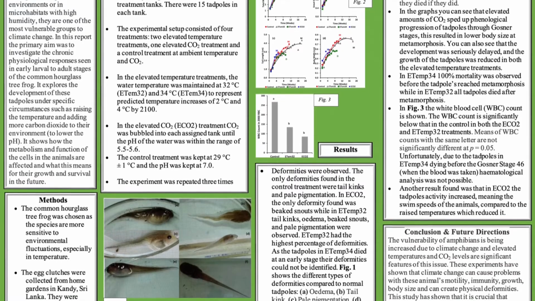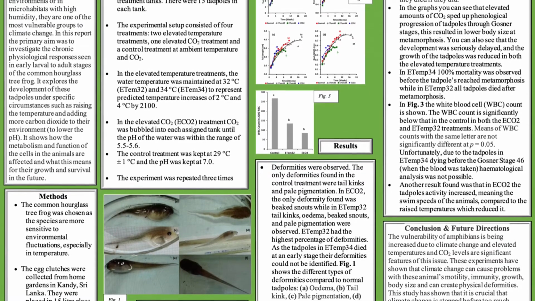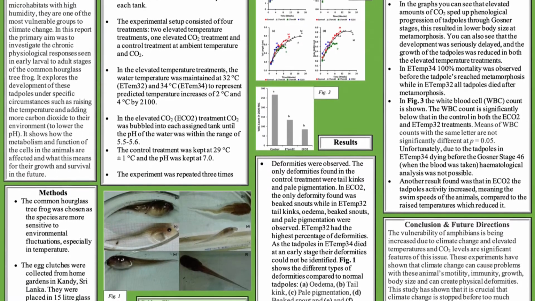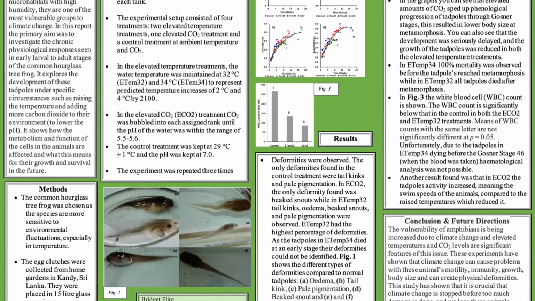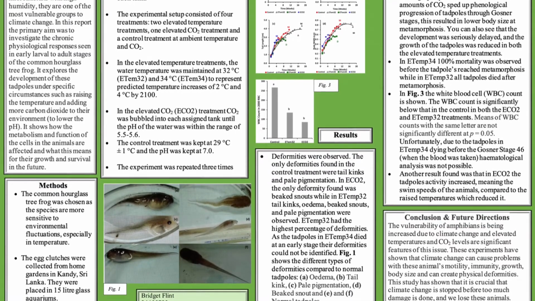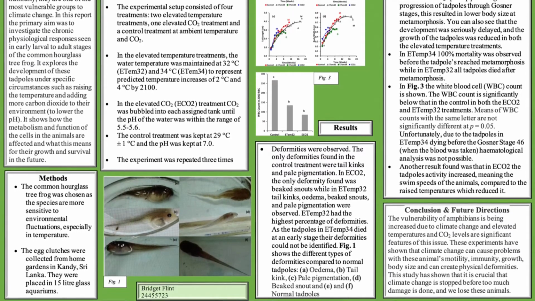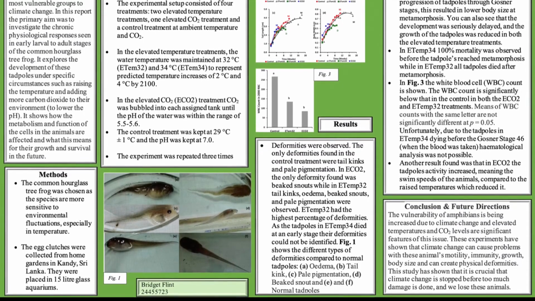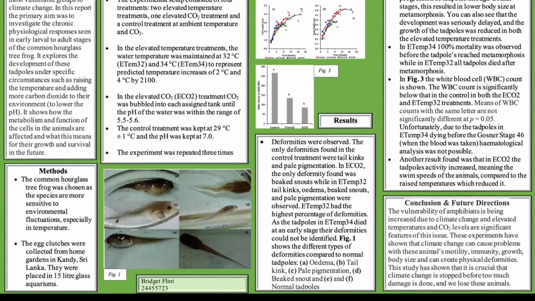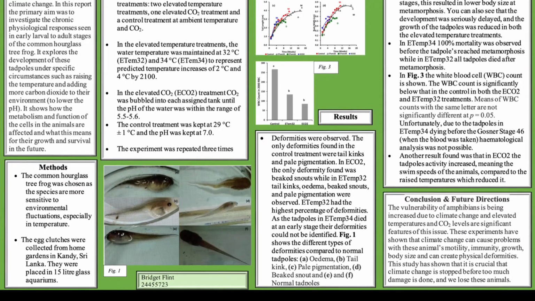In the elevated carbon dioxide treatment, referred to as ECO2, carbon dioxide was bubbled into each assigned tank until the pH of the water was within the range of 5.5 to 5.6. The control treatment was kept at 29 degrees Celsius, plus minus 1 degree, and the pH was kept at 7. The experiment was repeated 3 times.